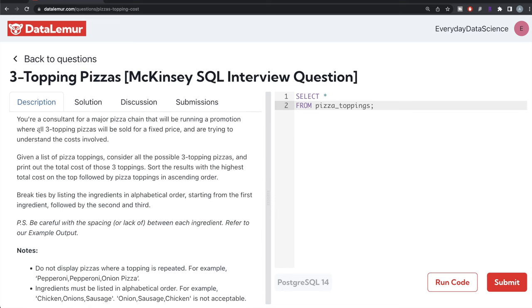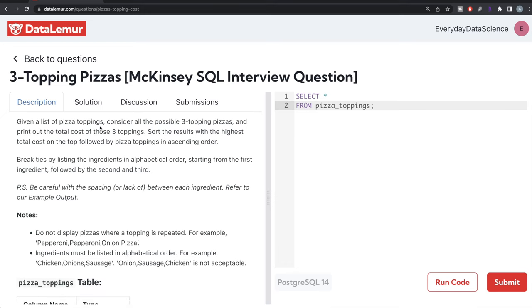The question reads: you are a consultant for a major pizza chain that will be running a promotion where all three topping pizzas will be sold for a fixed price and are trying to understand the cost involved. Given a list of pizza toppings, consider all the possible three topping pizzas and print out the total cost of those three toppings. Sort the results with the highest total cost on the top, followed by pizza toppings in ascending order. Break ties by listing the ingredients in alphabetical order, starting from the first ingredient followed by the second and third.